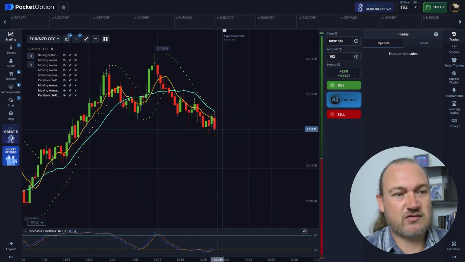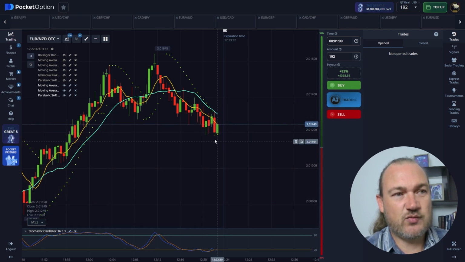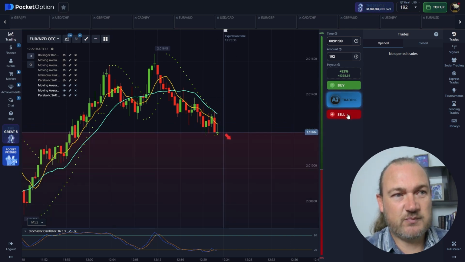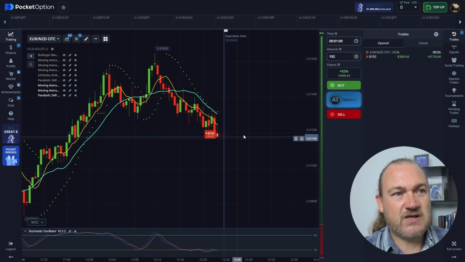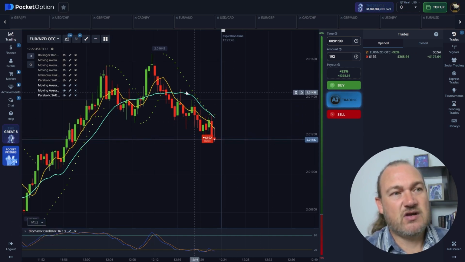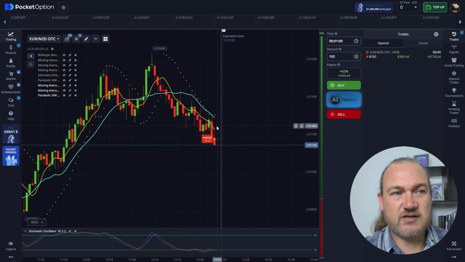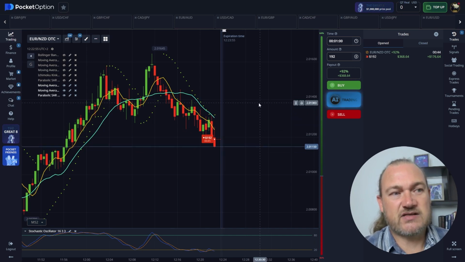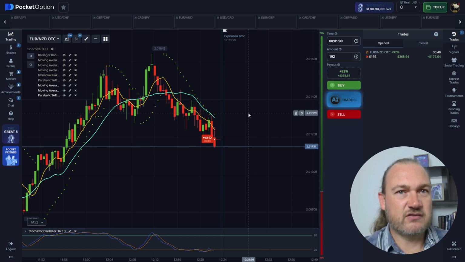My stochastic is crossing down again. We are still in the oversold zone, but I need to wait for this to break. I'm not going to take a trade before it breaks. We're only going to take a trade once it breaks. There it goes, it broke. We can see it switched back to the top side. Now I'm just taking a sell trade because we are in a downwards move. My moving averages are nicely apart from each other, showing me that we are moving downwards. And now I just have to wait for the 1 minute expiry to run out and finish this trade.